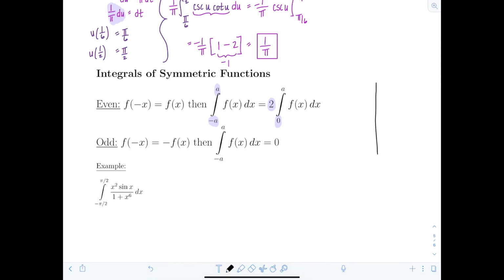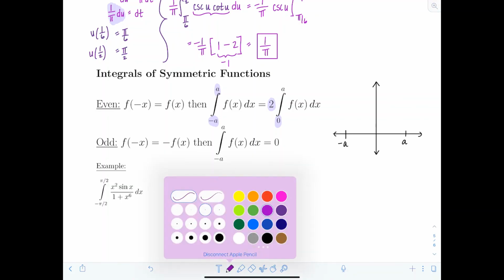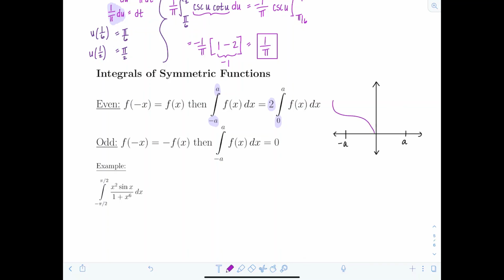So you have some function, say it's even. So that means it's symmetric about the y-axis, right? Think of x squared. That's your most classic example of an even function. Okay, let's draw something. Hold on, let me put a and negative a. Here's negative a, here's a. I'm going to make a little function here. It's symmetric, okay? So I'm going to do my best to make a perfect mirror image on this side.